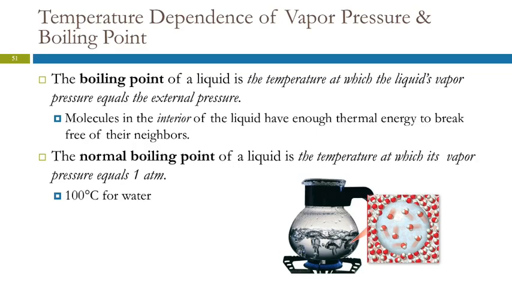So what we define as the normal boiling point of a liquid is the temperature at which its vapor pressure is equal to 1 atmosphere. So that's 100 degrees for water.